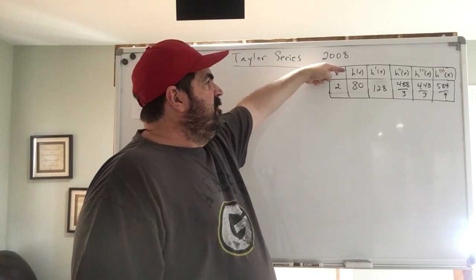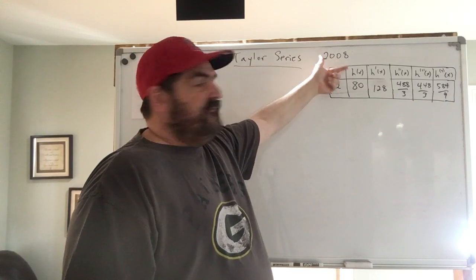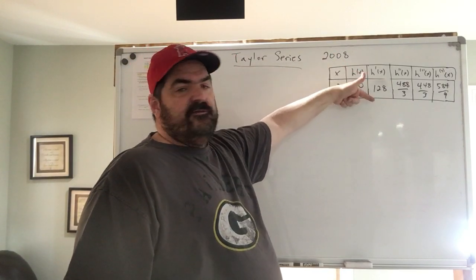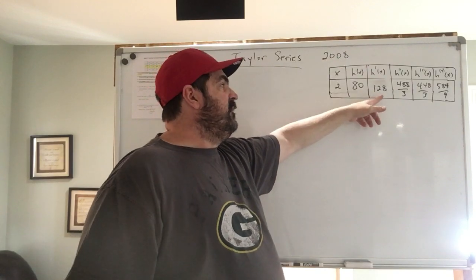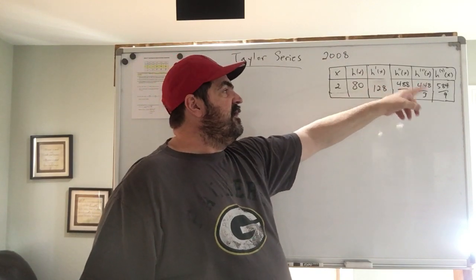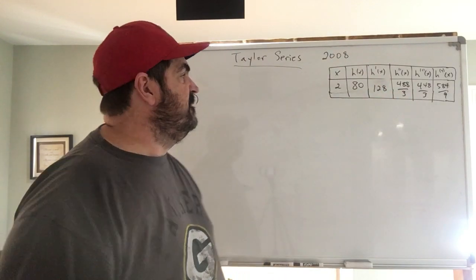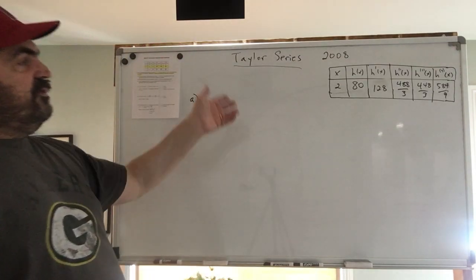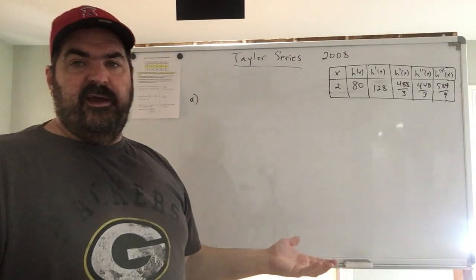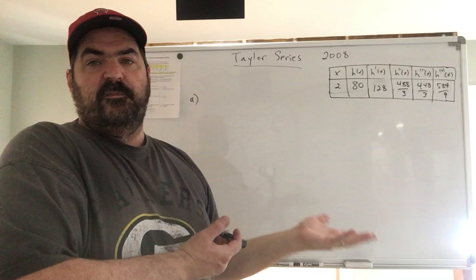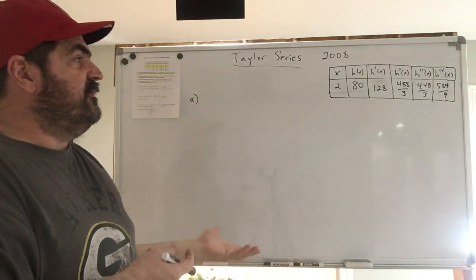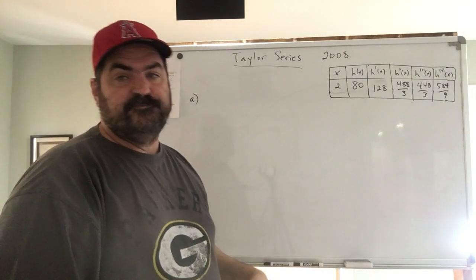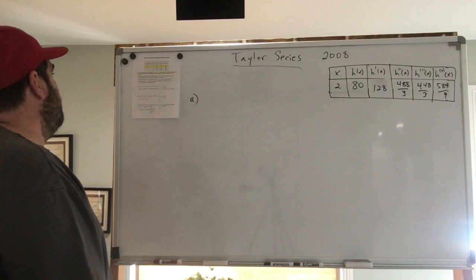So when x is 2, h of x, the y value, is 80. The first derivative, the slope, is 128. The second derivative, the third, and the fourth derivative, some ugly fractions there. Okay, so with this much data, we can write a Taylor polynomial up to a fourth degree if we want to. We just put those as our coefficients. Let's see what they ask us to do.